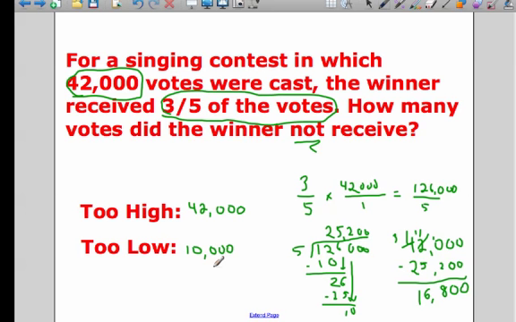One other way we could have done this would have been a shorter way to do it. Since the winner received 3/5 of the votes, the fraction the winner didn't receive is 2/5. So we could have done 2/5 times 42,000, and we would have got this number right away without the subtraction.